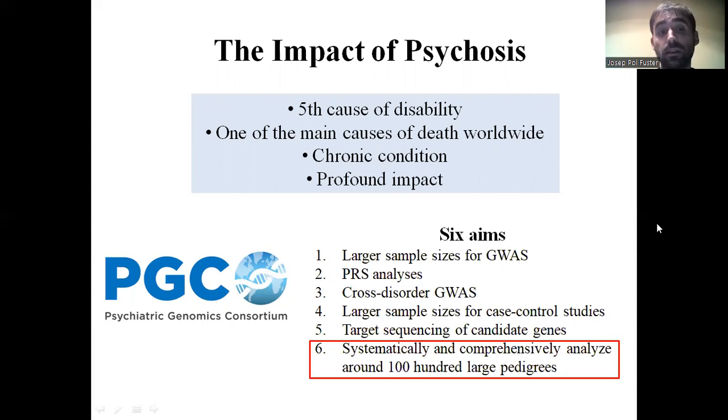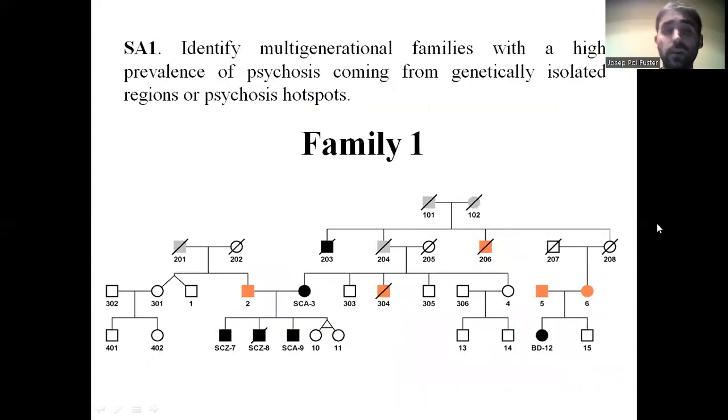No wonder that the Psychiatric Genomics Consortium proposed six objectives for the next years' investigation regarding the genetics of psychiatric disorders: three devoted to common variants and three devoted to rare variants. And the work presented here today is related to the sixth objective of the Psychiatric Genomics Consortium, which is to systematically and comprehensively analyze around 100 large pedigrees. And this was in fact our first aim, which was to identify multigenerational families with a high prevalence of psychosis coming from genetically isolated regions or psychosis hotspots.